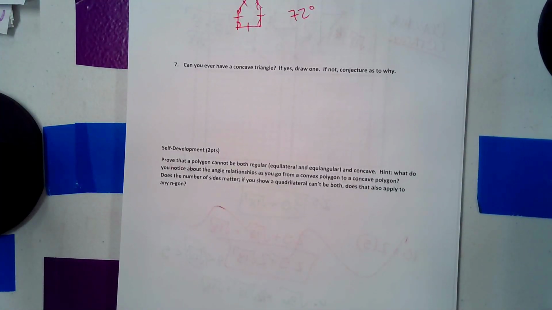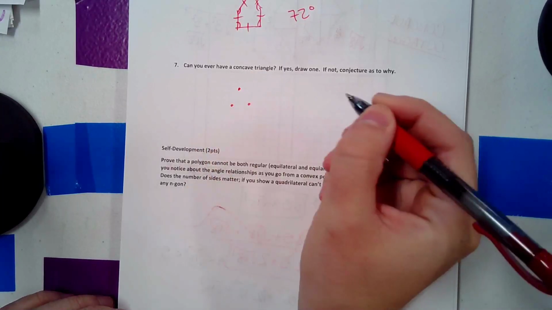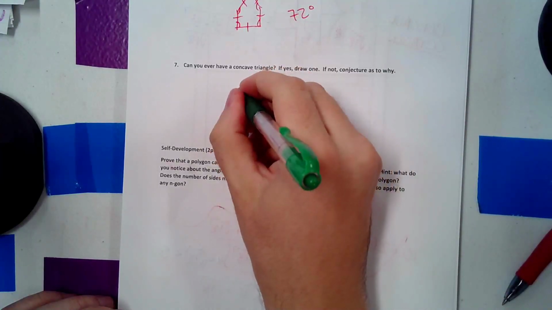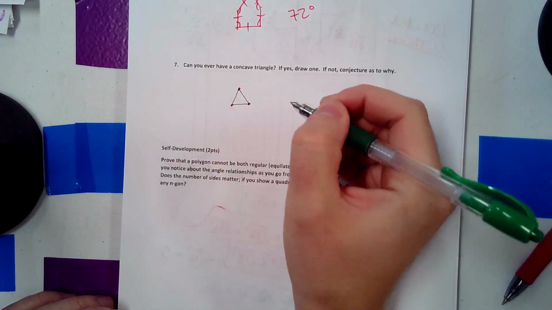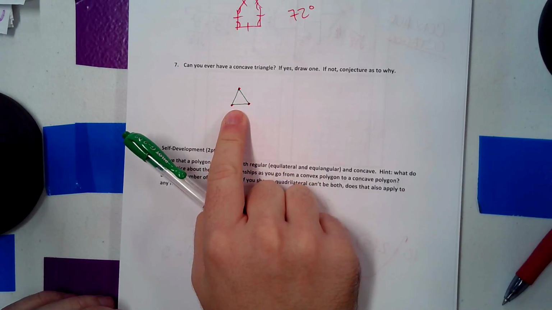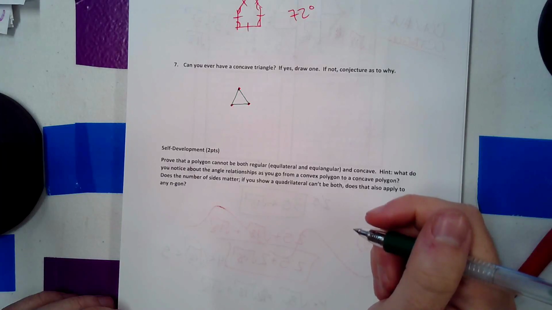Number 7. Can you have a concave triangle? Why not? Because there needs to be more than 3 sides, or more than 3 points, for it to go. If I have 3 points, how many different ways can I connect them? Well, I can connect them like this. Can I connect them in a different way? No, right? Is that concave? No. So it's impossible. There's only one way to connect them, and it turns out it's convex. So no.